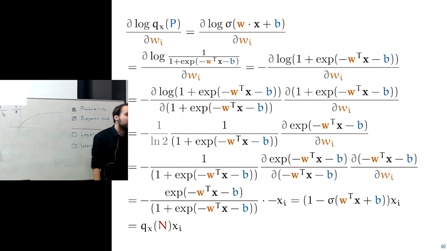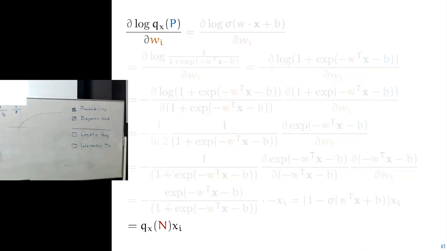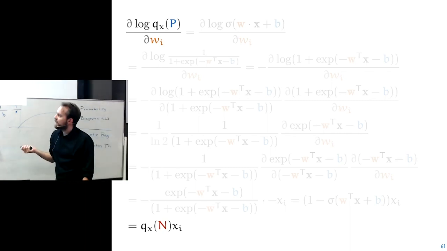So I will forgive you if you didn't quite follow along all the way from the top to the bottom. But just notice how simple the derivation is. In the end, the derivative of the logarithm of the probability of being positive is just the probability of being negative times xi.